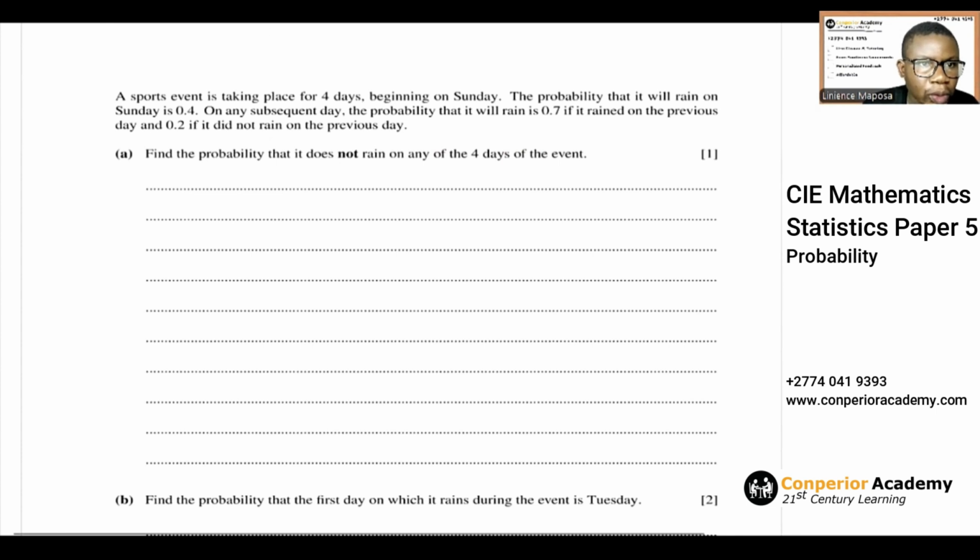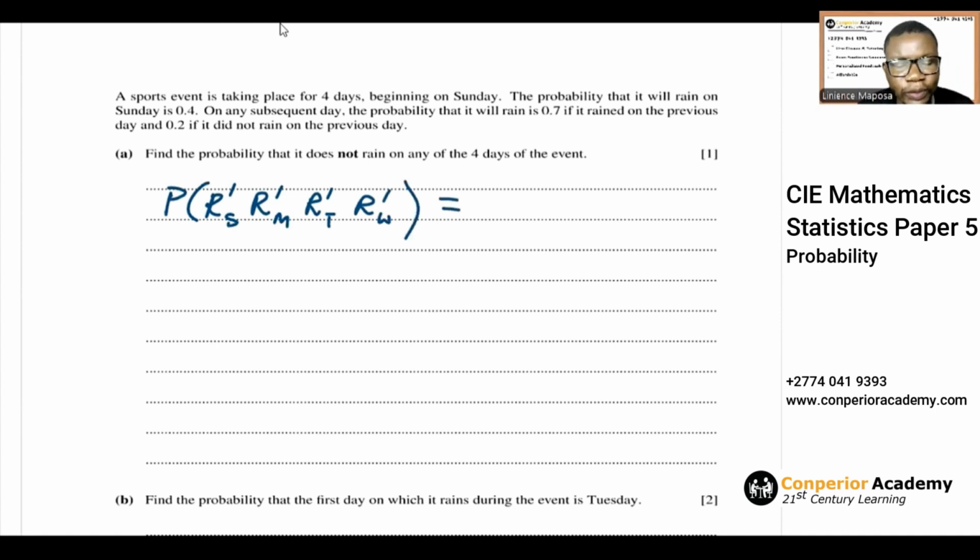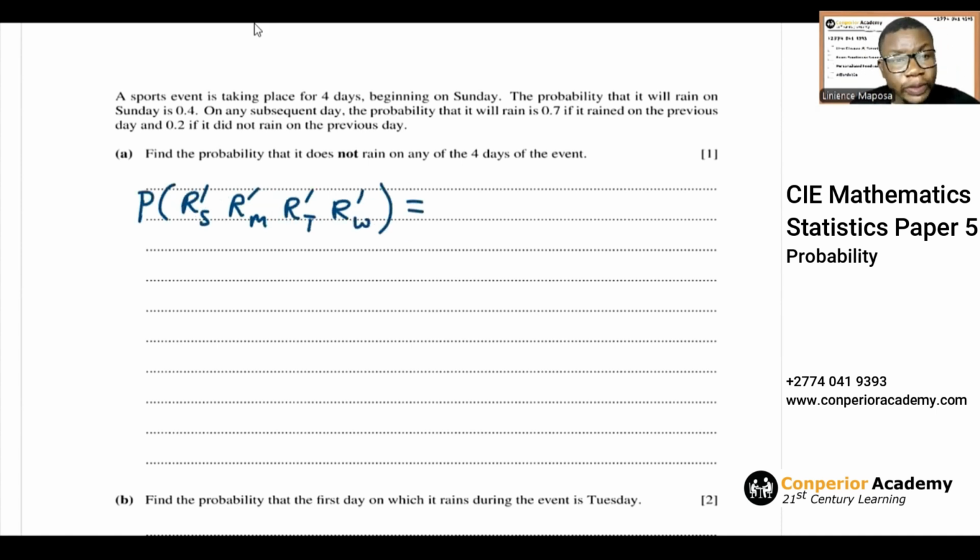Right, so we know that they are asking for the probability. I want the probability that it doesn't rain on the first day. So rain complement on Sunday. Then I want rain complement on Monday. Then I want rain complement on Tuesday, rain complement on Wednesday. These are 4 days. So this is what I'm looking for. The probability of it not raining on Sunday is 0.6 because the probability of raining on Sunday is 0.4.